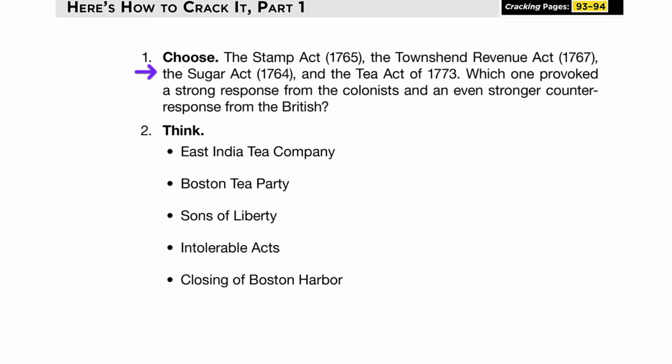So always go with the path of least resistance, right? Even if you think the Boston Tea Party is a little too obvious, that's okay. You're still answering the question. You're still going to get a point for it. You don't have to be super creative. Write about what you know.